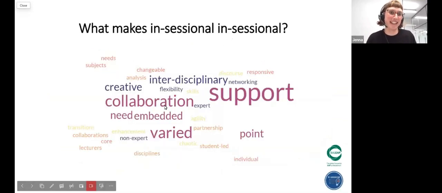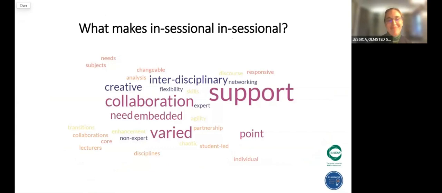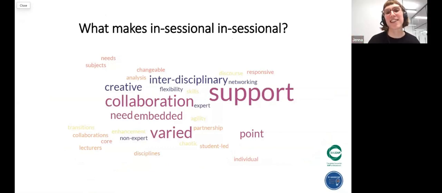Okay, next slide, please. As well as Jess and I discussing what makes In-Sessional for us, we also had a wider discussion as the committee, and this is what came up. And as you can see, a lot of it is the stuff that Jess and I have been talking about, like collaboration, support, but then other things came up as well, like interdisciplinary, student-led.